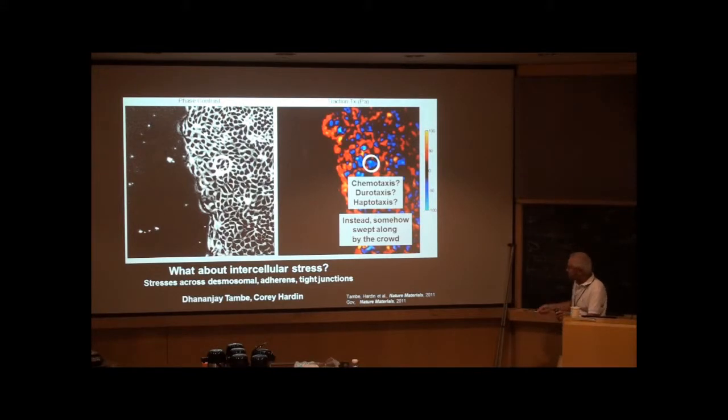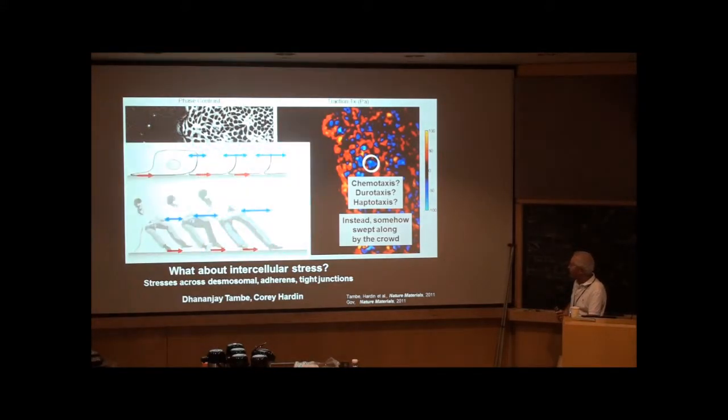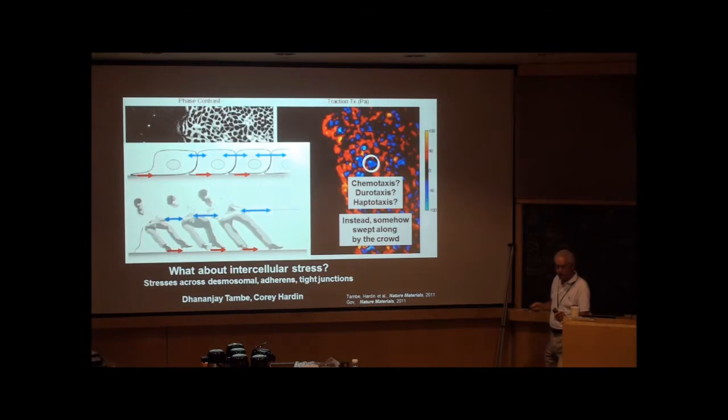So this is where Dhananjay Tambe and Corey Hardin in my lab actually figured out a way to compute those. So here's the physical picture. Here's a monolayer, and these red arrows represent the traction forces. Those are the forces that the cells are exerting on the substrate.